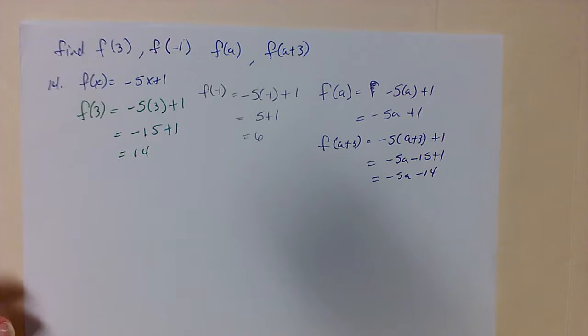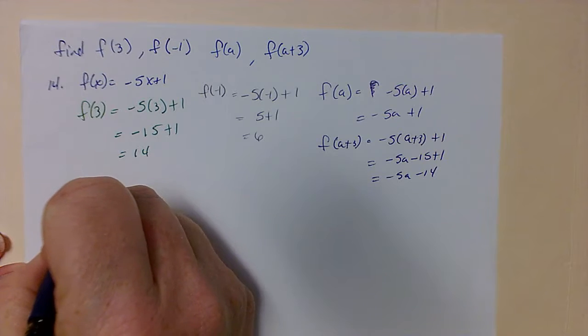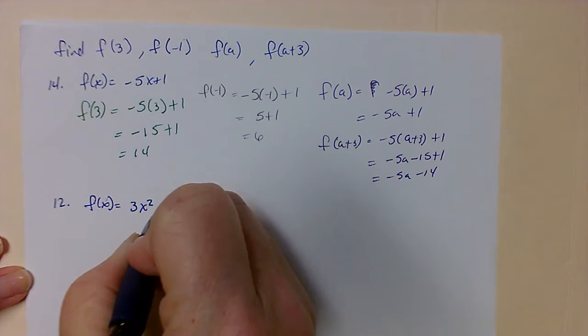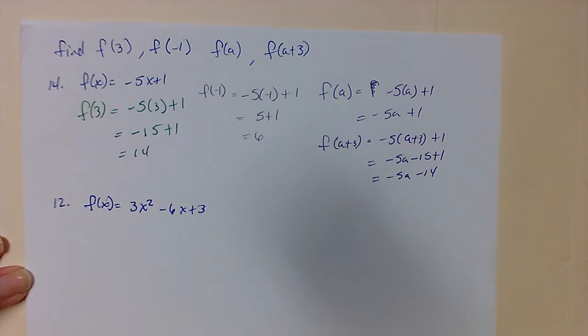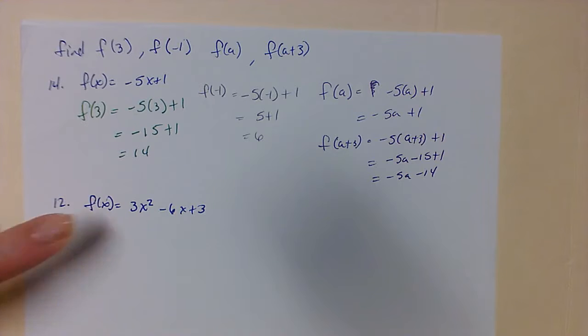Now, if we have a more complicated example, we have to do a little bit more math with it. So if we look at example 12 on our review, we have f at x equals 3x squared minus 6x plus 3. So on this, we're going to use the same values, and we're going to plug them in here.